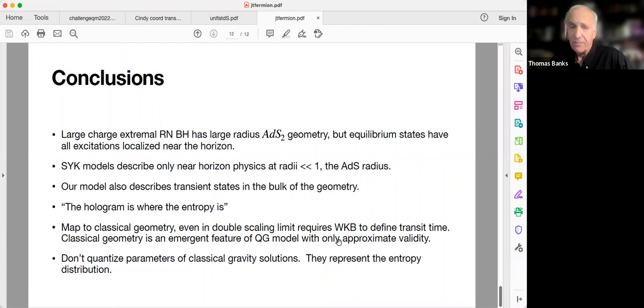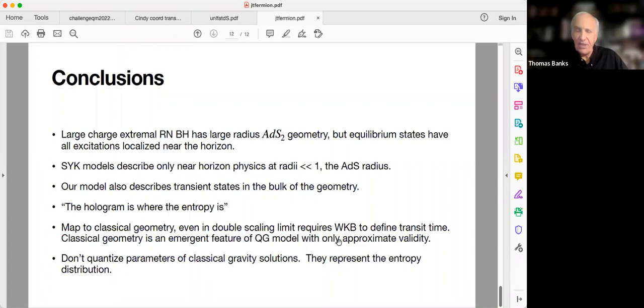Our model also describes transient states in the bulk. The fact that the SYK interactions, and if you think about things in this way, this is where you should think of the fermions as living. Okay, the fermions live at the bottom of the double well potential most of the time. And this teaches us a lesson about holography.